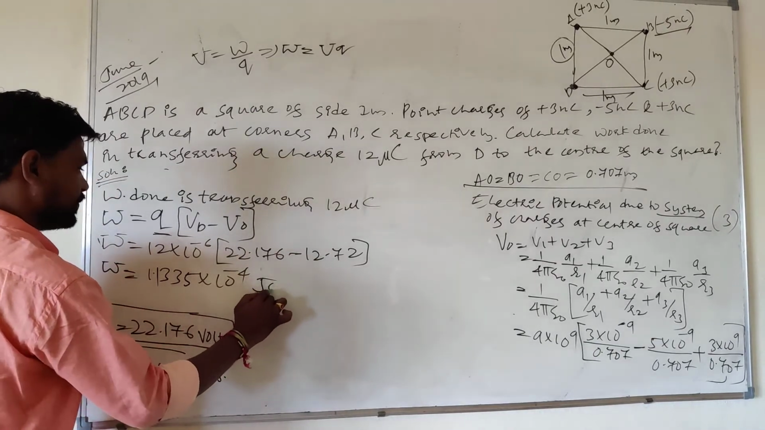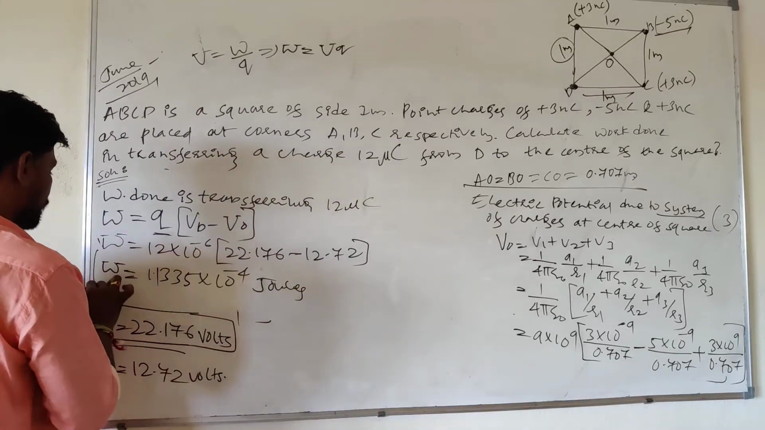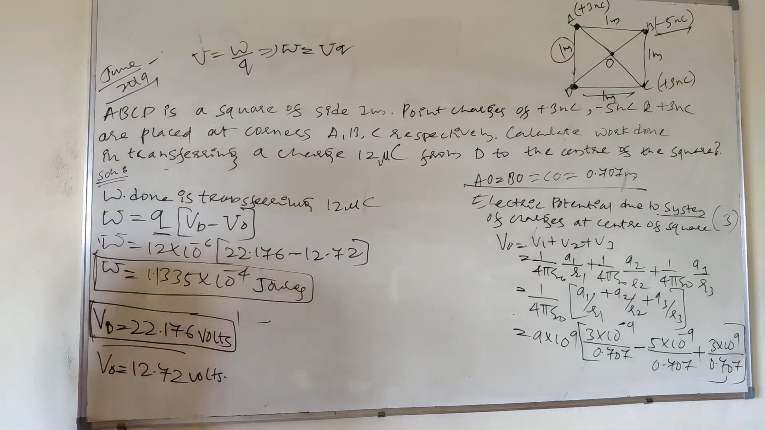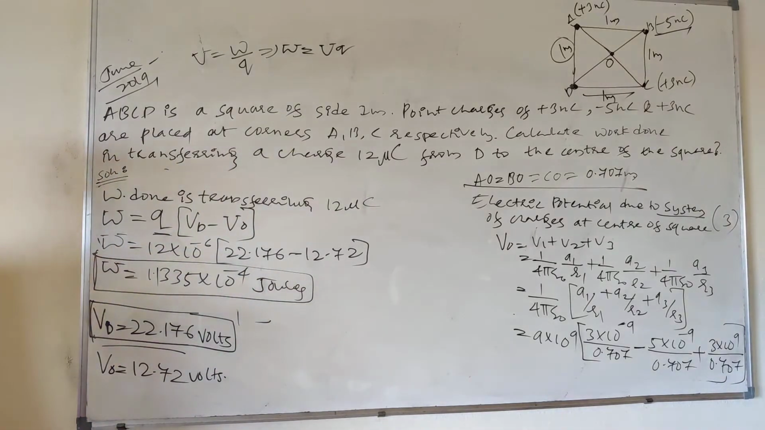-4 joules. Joules. So this is our work done from D to the center of the square O.